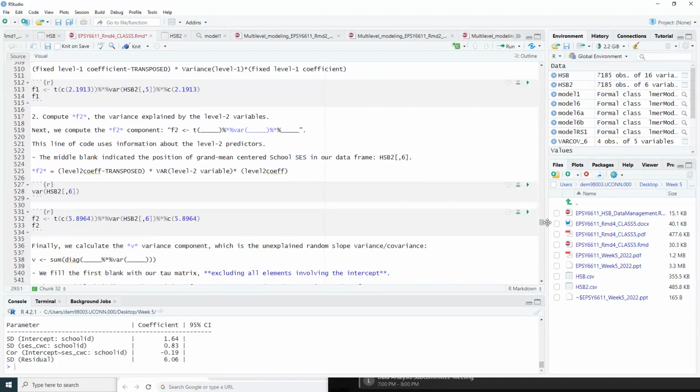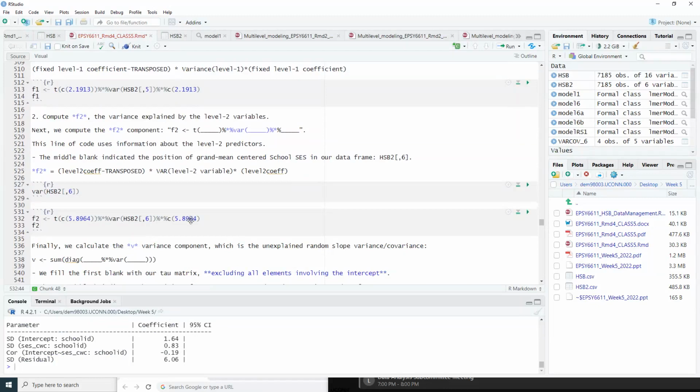I'm going to do the same thing, actually, at level 2. It's going to be the gamma for the level 2 variable. So it's going to be the gamma 0 1 for mean SES times the variance of mean SES times the level 2 coefficient. So here you see, this is gamma. If you look back at the output, this is the gamma for the effect of mean SES on the randomly varying intercepts times, again, HSB2 comma 6. This is where mean SES sits in my data file. And I'm just saying, take the variance of mean SES and then multiply it by the gamma again.